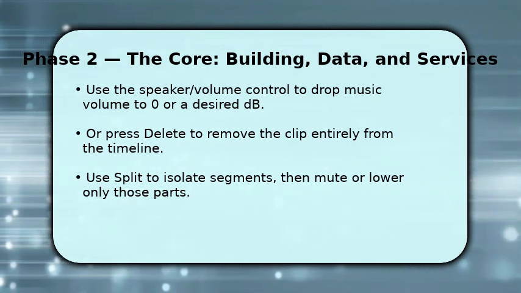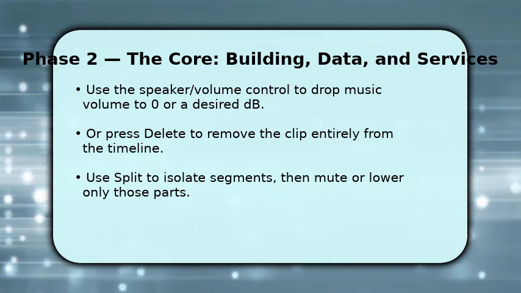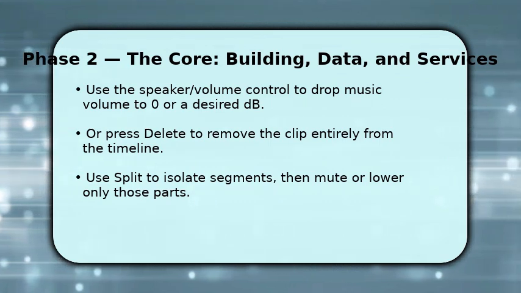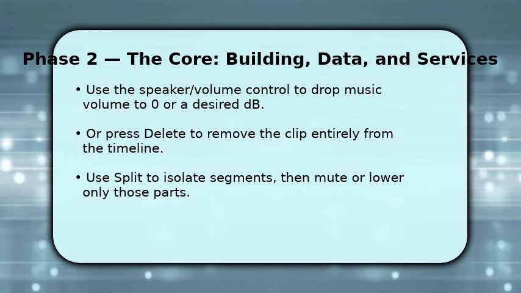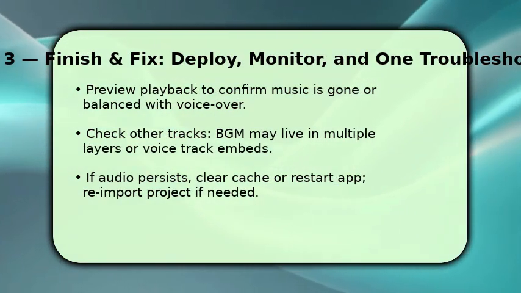For partial removal, scrub to an edit point, use split to isolate the segment, and then mute or delete just that slice so your voice or sound effects remain intact. Finish by previewing the project from start to finish to confirm the music is muted or balanced with your primary audio. Playback verifies timing and levels.